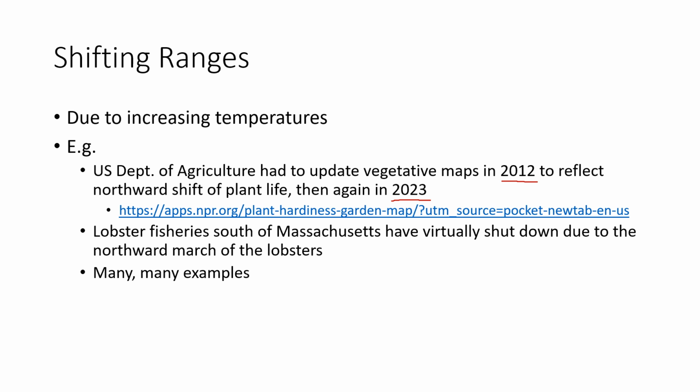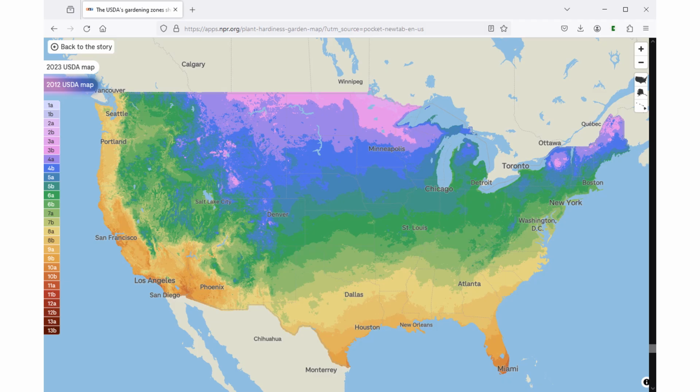Lobster fisheries south of Massachusetts have basically shut down. You used to be able to catch lobsters south of Massachusetts, but today you can't because the lobsters are moving north to follow the colder waters and to flee from the warmer waters as they advance. There's tons of examples. I can spend an entire PowerPoint on just this one slide. But here's the map for the U.S. Department of Agriculture.